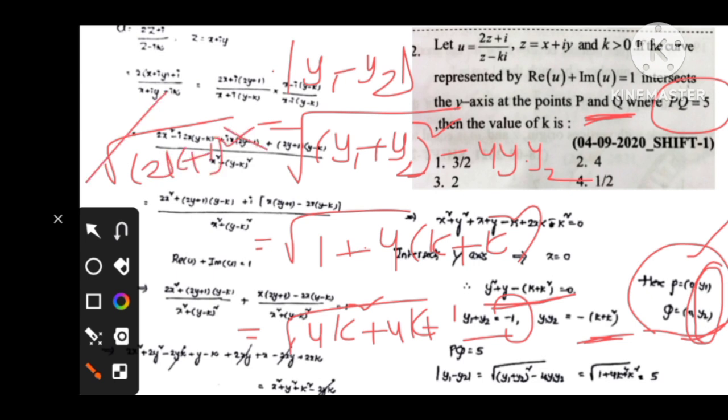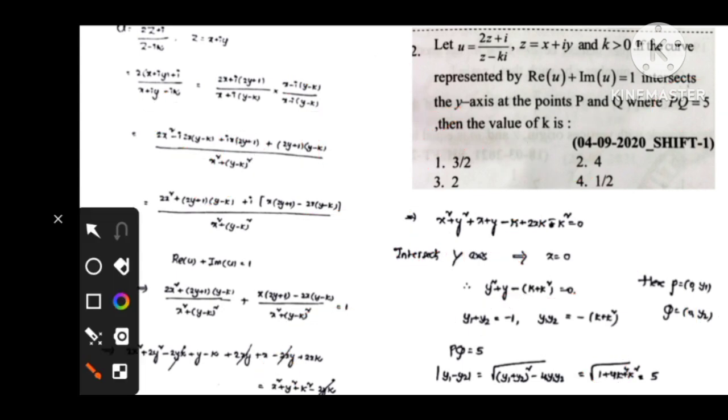Now cancel the square and square root. What you get? Only the 2k plus 1. Okay. That is equal to 5. After taking the simplification to this one, what you get? 2k plus 1 equals 5. Okay. Understand all of you. PQ value is equal to 2k plus 1. Already given that PQ is equal to 5.